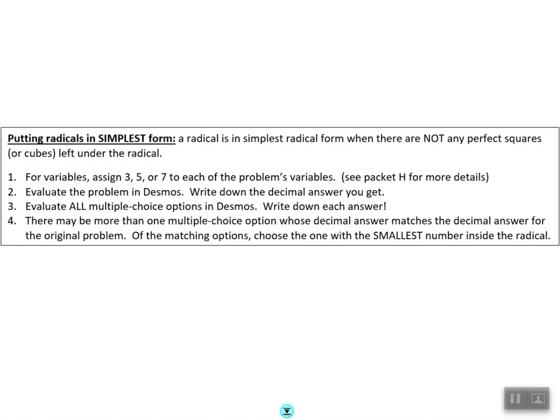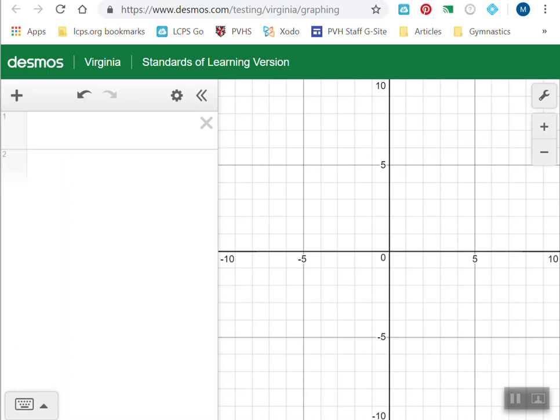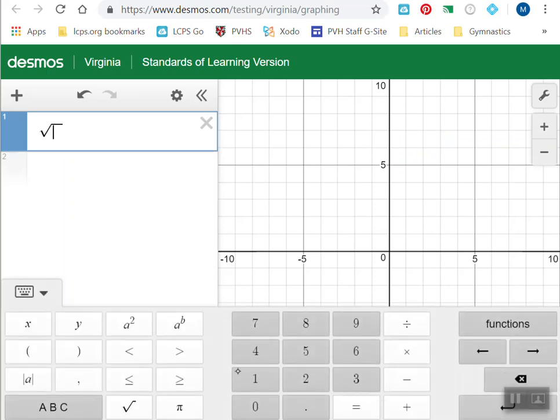Let's take a look at a few examples. First, written in simplest radical form, square root of 24 is equal to which of those choices? So let's go to Desmos. We are going to type in square root of 24. And it's going to give us this decimal. I'm not going to write the whole thing down. I'm just going to write 4.89.